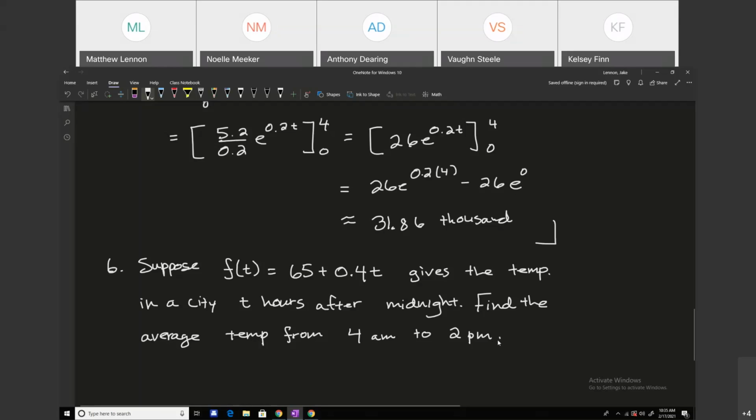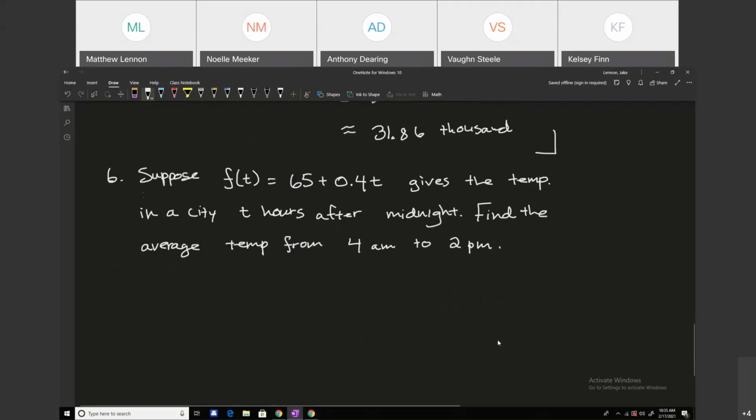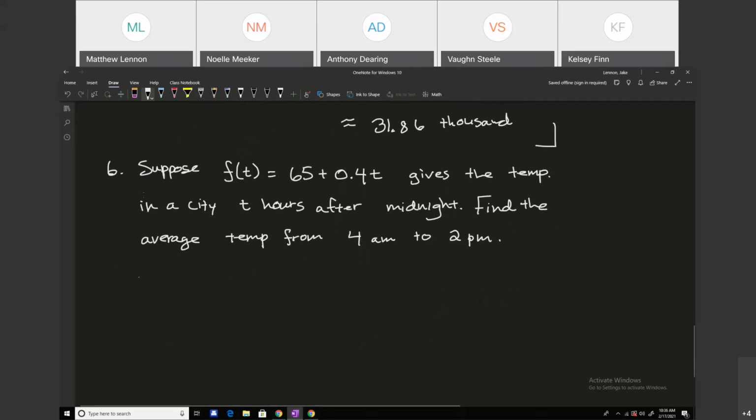So one thing to recognize here is if the t value is t hours after midnight, that means 4 a.m. is just t equals 4, but 2 p.m. is going to translate into t equals 14, right? Because noon would be 12 hours after midnight, which is 12, and then 2 p.m. would be 2 hours after, so that would be 14.